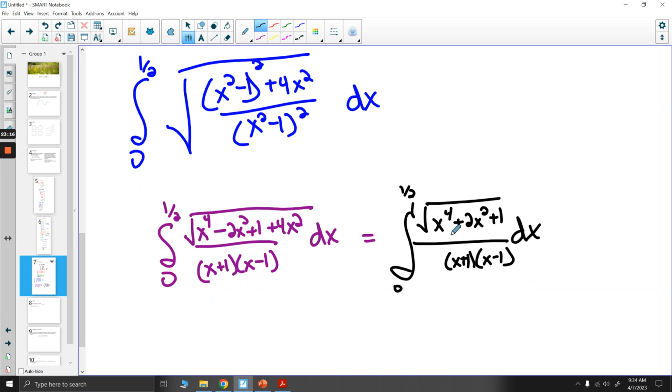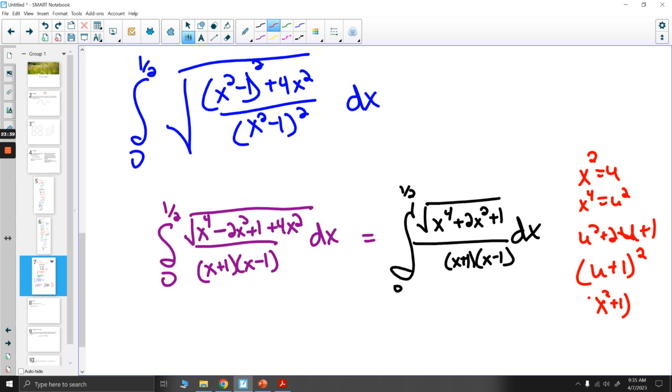Okay, now this is another one that's quadratic in form. It's like if we said x squared was u, then x to the 4th is u squared. So basically we're dealing with a u squared plus 2u plus 1. And this factors as u plus 1 squared. So that is to say, what's our u? It's x squared. So that's x squared plus 1 squared.